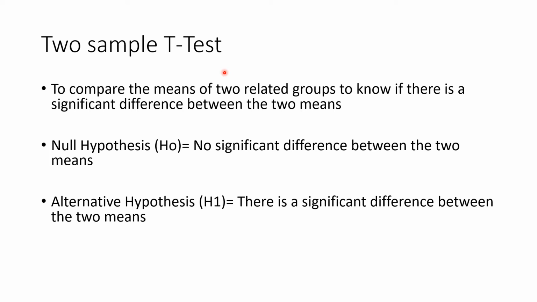So we want to compare the means of usually two related groups, and figure out if there is a significant difference between those two means. So we come up with two hypotheses, two educated guesses. The first hypothesis we refer to as the null hypothesis, and we refer to it by this symbol right here. The null hypothesis says that there is no significant difference between the two means. The alternative hypothesis says that there is a significant difference between the two means.